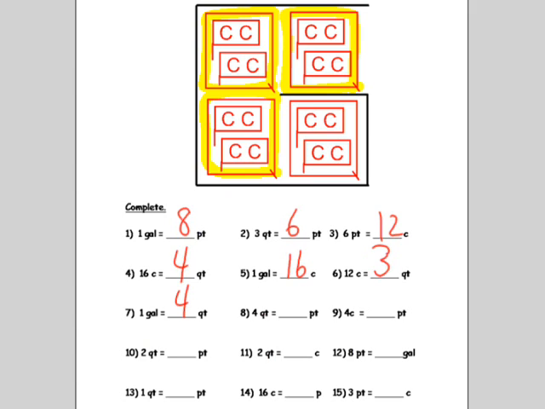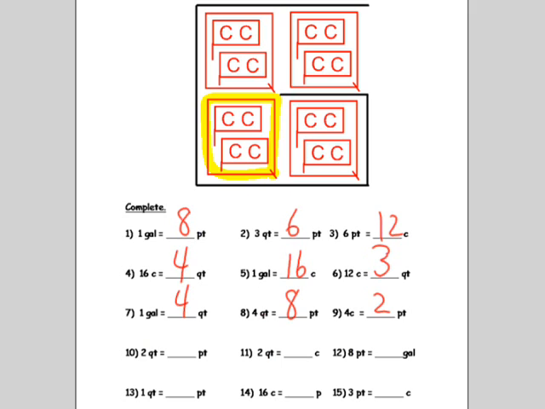4 quarts would be how many pints? So let me just highlight that last quart. 4 quarts is how many pints? Well, it's 2, 4, 6, 8. 4 cups would be how many pints? Well, let me just erase this here. So if you had 4 cups, let me grab my highlighter. If you had 4 cups, how many pints would that be? 2.